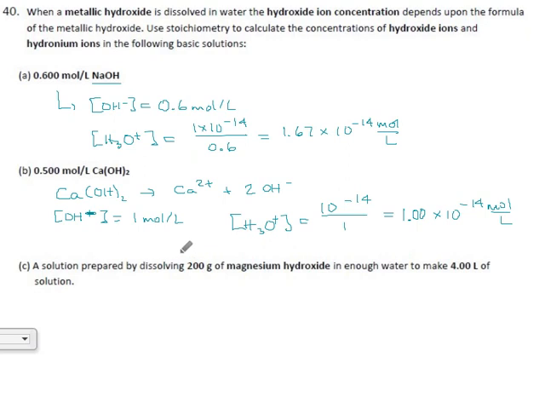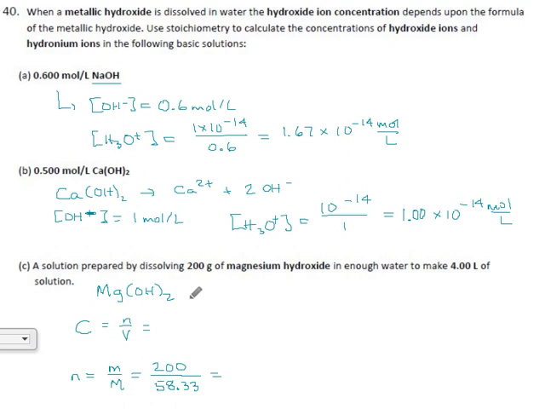Okay, a solution prepared by dissolving 200 grams of magnesium hydroxide, that would be Mg(OH)2. Wonder if that 2 is important. In enough water to make 4 liters of solution. We can find the concentration for this by doing number of moles divided by volume, but oh bother, they didn't give us the number of moles. The number of moles is mass divided by molar mass. Mass is 200 grams, they say. Molar mass, let's see, 24.31 plus 2 oxygens would be 32 on the nose, and 2 hydrogens is 2.02. I get 58.33 for the molar mass here. If that's wrong, you may taunt me mercilessly in the comments section.